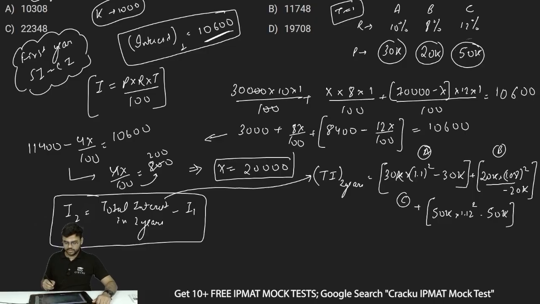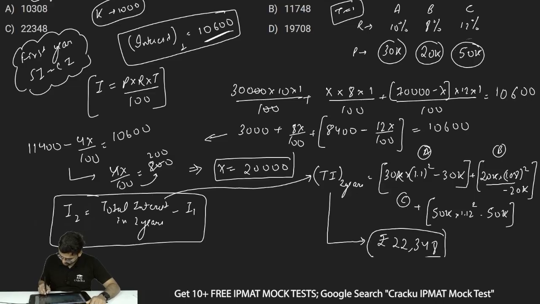So after calculating, this total interest in 2 years will come out to be rupees 22,348. This is the total interest for 2 years.